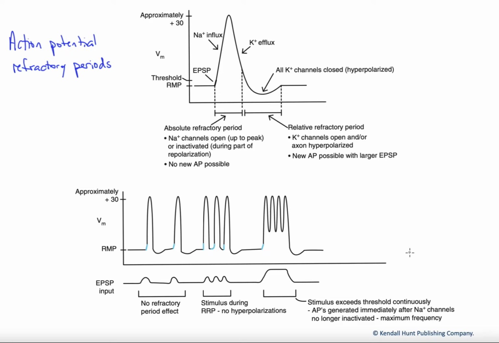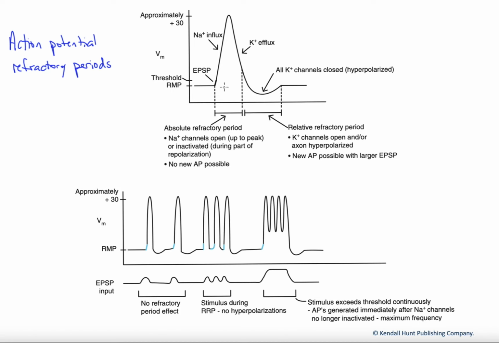In this graph, we want to talk about the action potential refractory periods. And what that really means is the axon membrane being either incapable of generating a new action potential or requiring a larger stimulus. So let's look a little bit more closely.